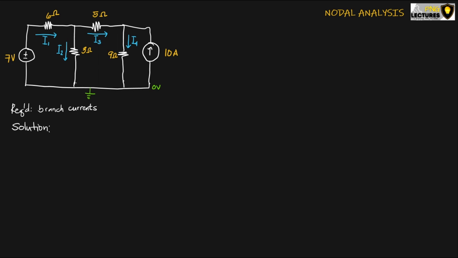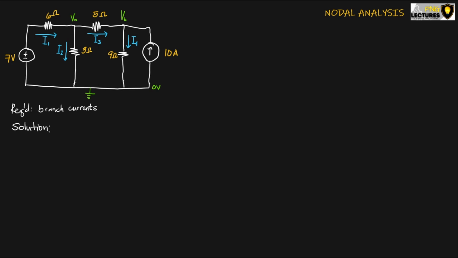The next step is for us to identify the nodes that are non-reference. We have actually 3 here. We have the node that connects the 7-volt and the 6 ohm resistance. We have another node that connects the 6, 5, and the 3 ohm resistances. And we have the last node that connects the 5 ohm, the 9 ohm resistances, and the 10 ampere current source. However, in this particular solution, we will be only considering the ones with at least 3 elements connected to it. That is the VA and the VB.